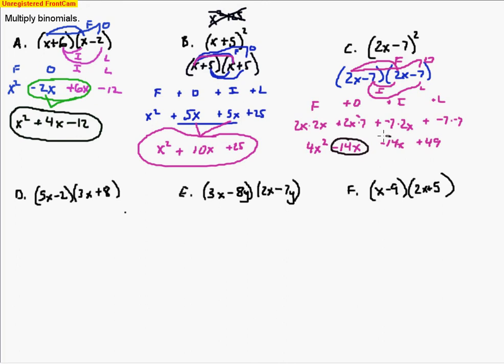These two right here are the same. Variable raised to the same power. Makes a negative 28x, and then just bring everything else down. 4x squared, and bring down the plus 49. So there it is, our answer.